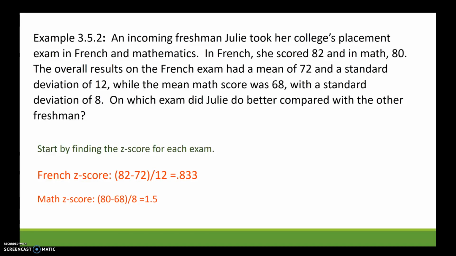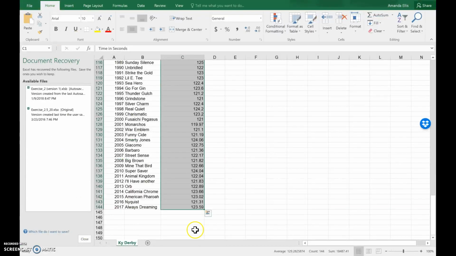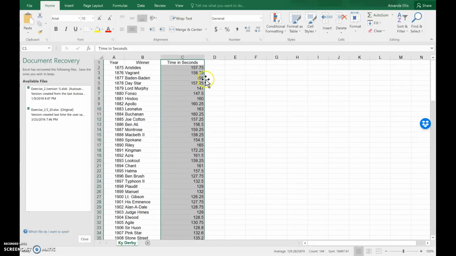Now, what I'd like to do here really quickly, though, at the end of this video is to show you, instead of calculating the standard deviation by hand, you can calculate it using StatKey. So what I've got here is the data set for your computer project, and this is the population data for all of the horse times. So notice here I've got time in seconds.